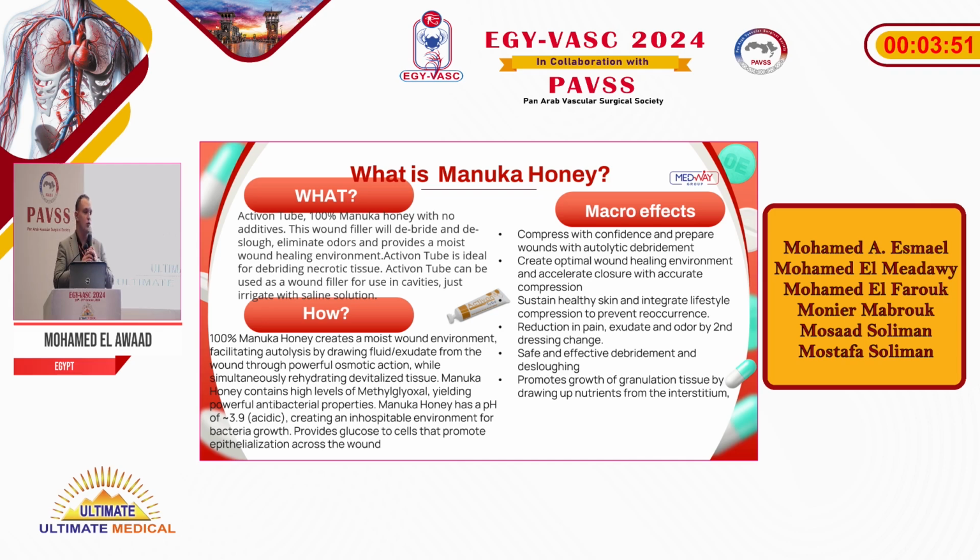What does the Manuka honey do? It manages the pH of the wound. It takes out all the moisture from the wound, killing all the bacteria available in the wound, and then also makes a very good layer of granulation tissue on top of our wound.